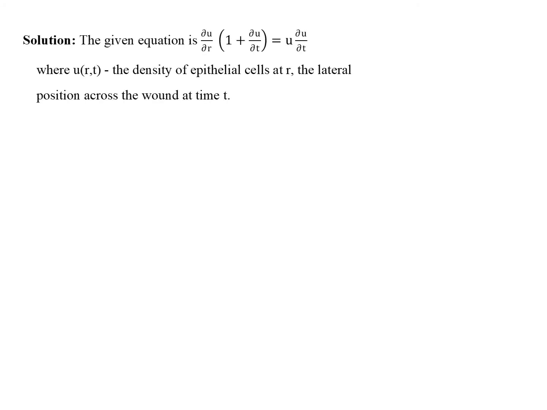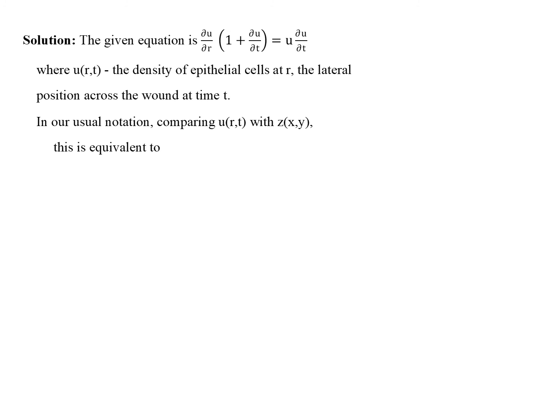Now let us move on to solve the problem mathematically. The given equation is ∂u/∂r into (1 + ∂u/∂t) equal to u into ∂u/∂t. Here u(r, t) represents the density of epithelial cells at r, which represents the lateral position across the wound, and of course at a time t.